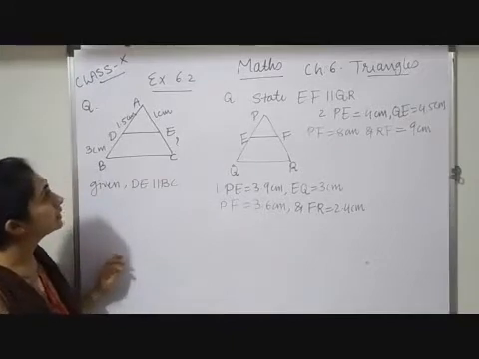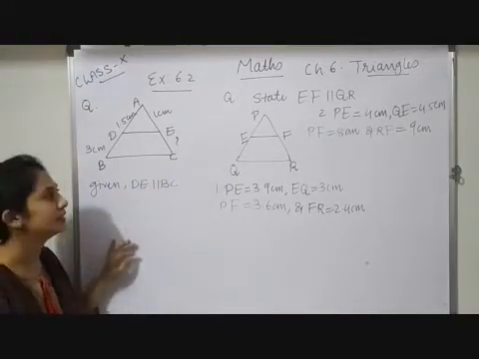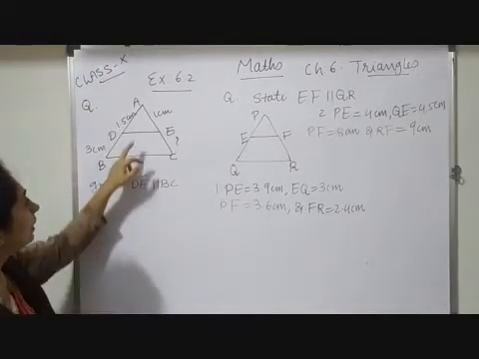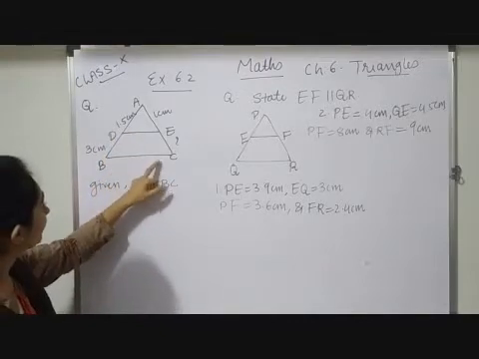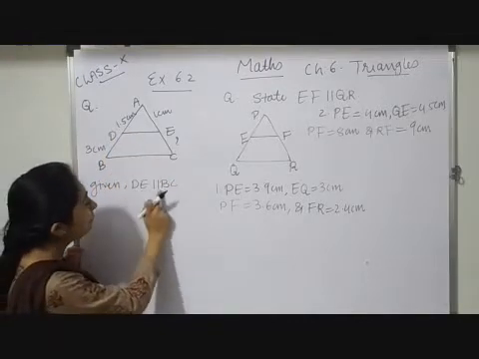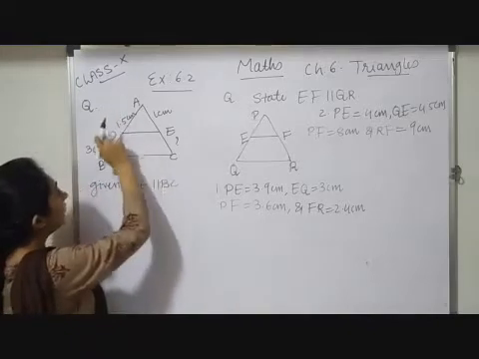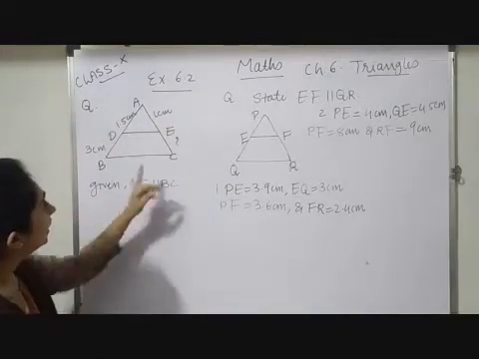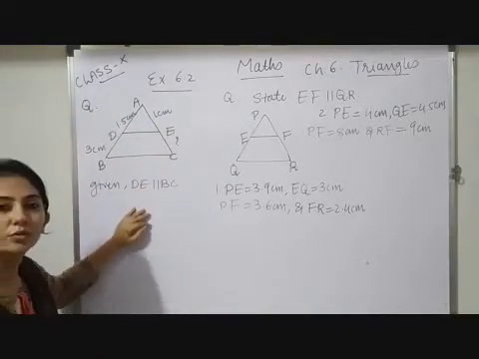In this video, I will discuss some questions based on similarity. Now observe here, one triangle ABC is given. They have also given that DE is parallel to BC. Three values are given in the triangle and one unknown value you have to find out.